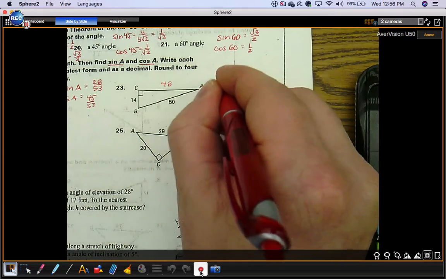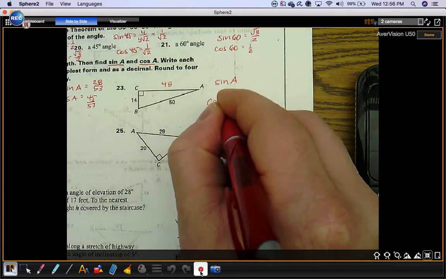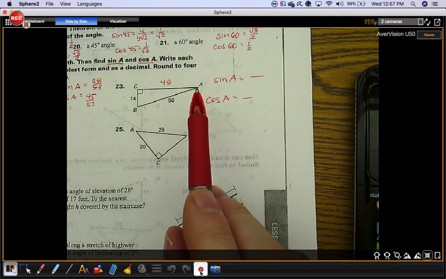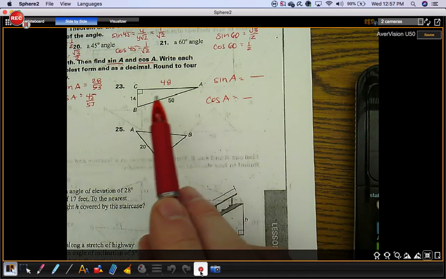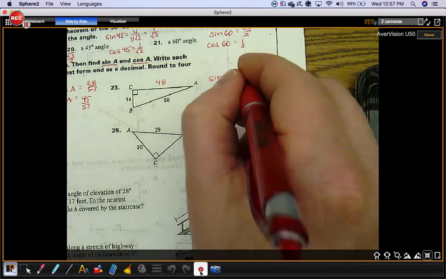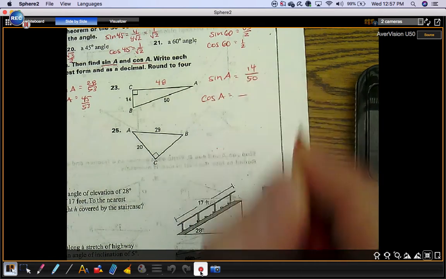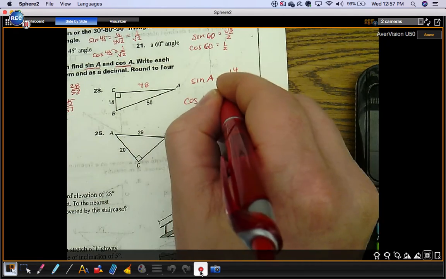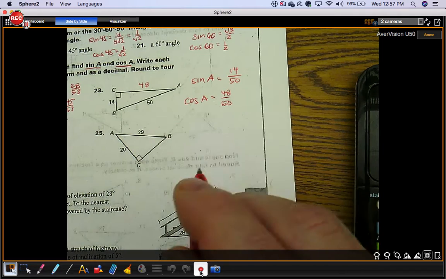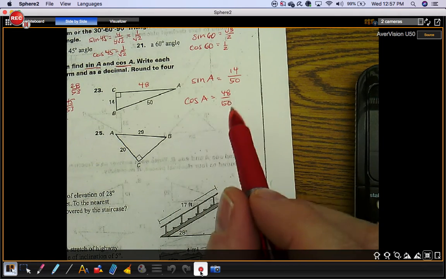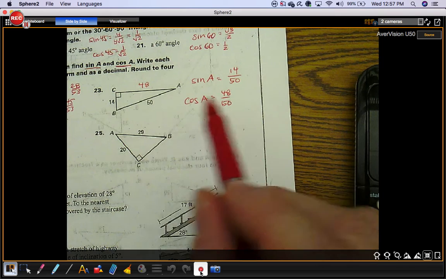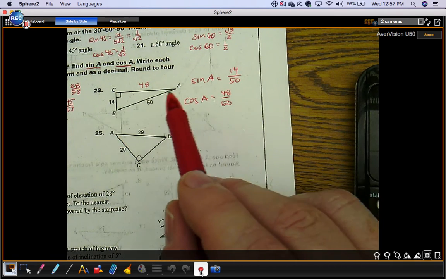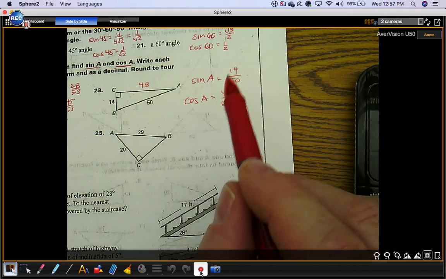Now, you want sine of A, you want cosine of A. We're just concerned with those fractions. Here's angle A. Sine is opposite over hypotenuse: 14 over 50. Cosine of A is adjacent over hypotenuse: 48 over 50. You can reduce these if you want. You can type them in your calculator and get the decimal like they ask for, but this is fine. Because really what's going to happen is eventually you're going to find this angle A just by taking the inverse sine of that fraction.